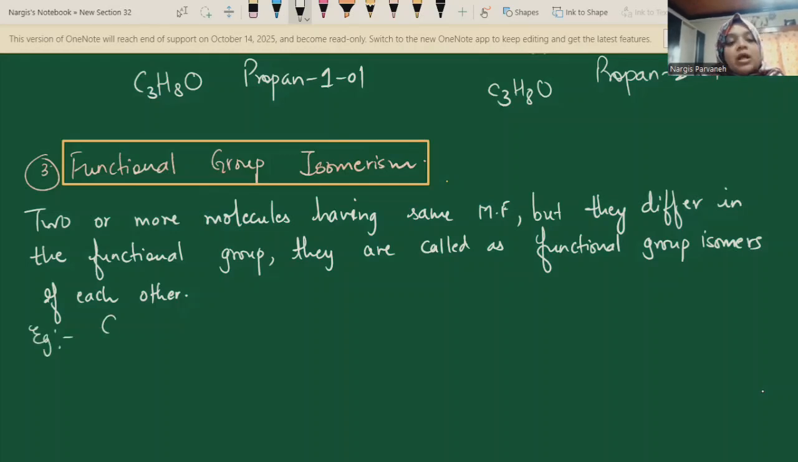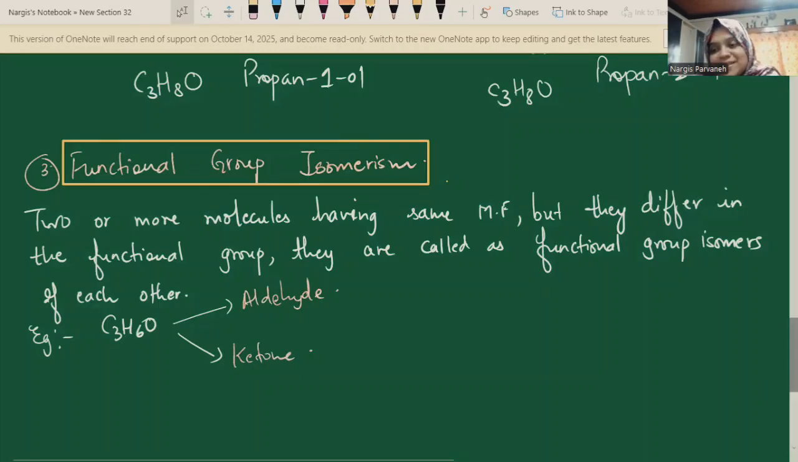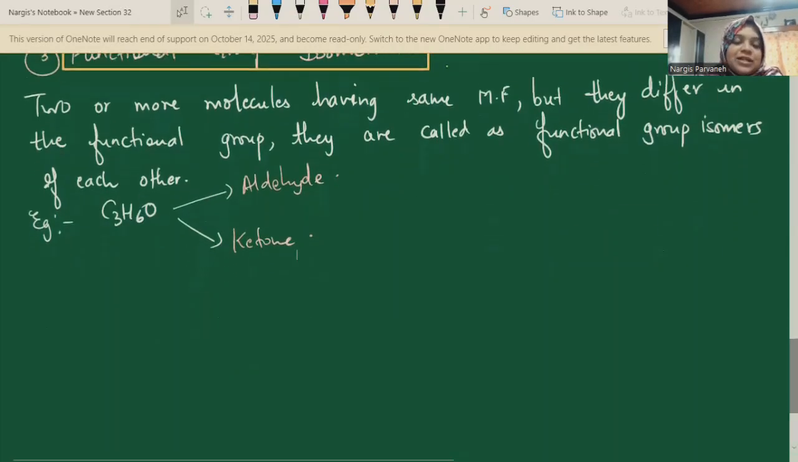Example, C3H6O. Now C3H6O दो पैटर्न में दो फंक्शनल ग्रुप्स में अवेलेबल होता है. एक है अल्डिहाइड and the second one is ketone. One is aldehyde and one is ketone, right? तो aldehyde जो होता है, there we have C3H6O.